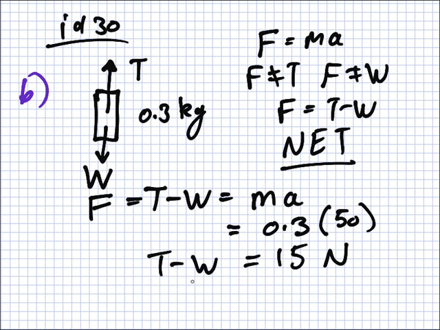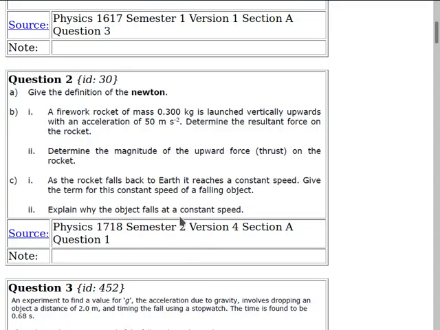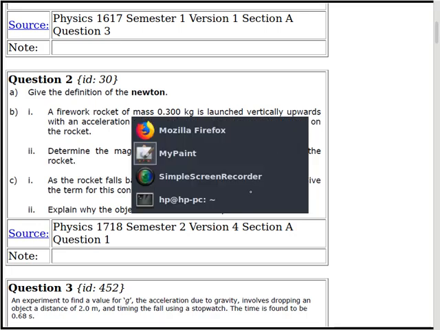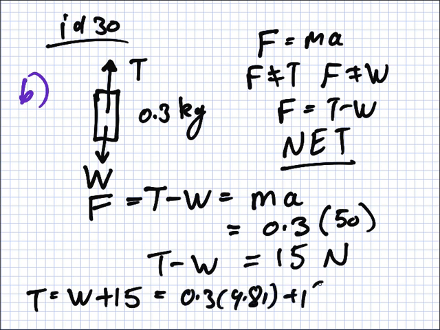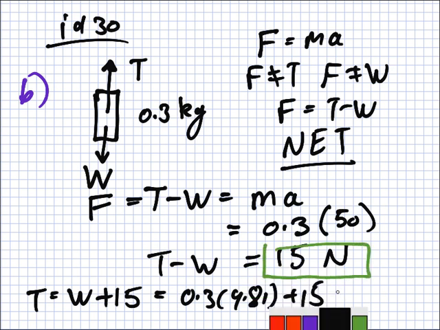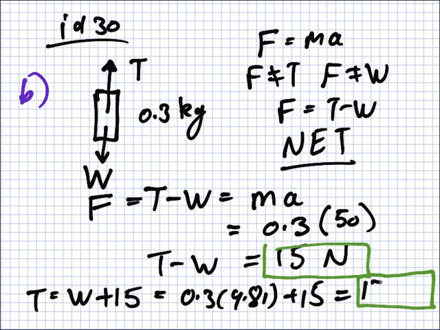Now maybe they ask you for T next, do they? Yes, they do. So T would be W plus 15, which would be mg plus 15. And what do you get for that? Say again? Thank you. Like that. Okay?